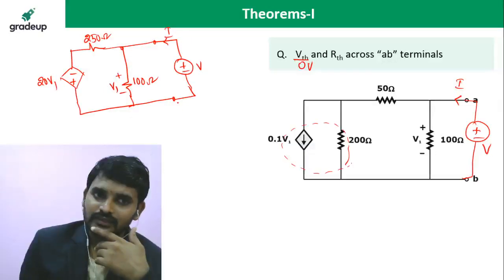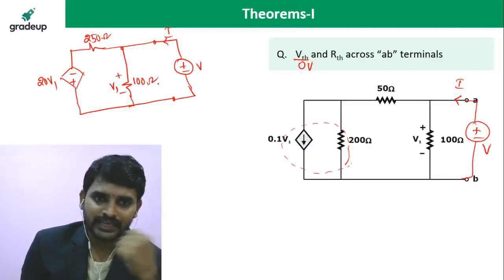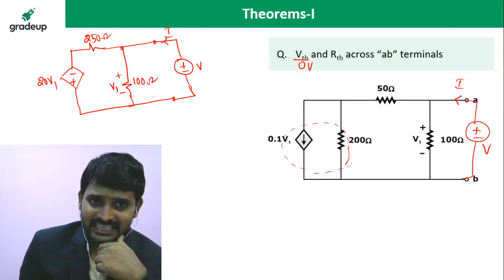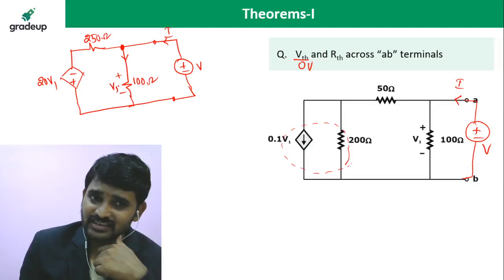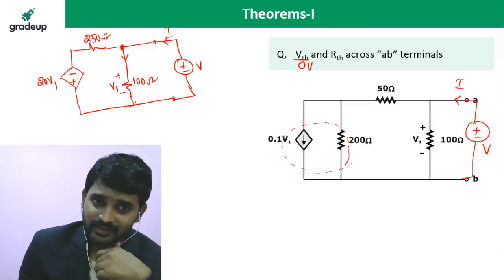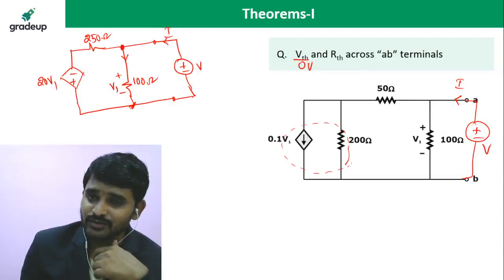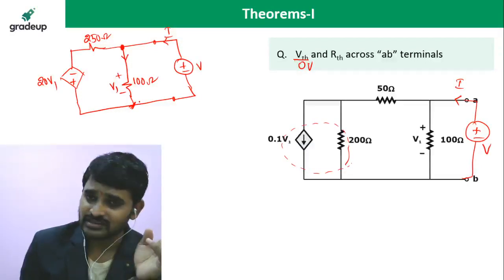Apply KVL through the outer loop, you can get it. So if current I is delivered by the voltage source and enters at this principal node, what is the current flowing through this branch? What is the voltage across this 100 ohms? V1. The voltage across this 100 ohms is V1. Is it not equal to V? Why? Because the V voltage source is connected directly across 100 ohms.